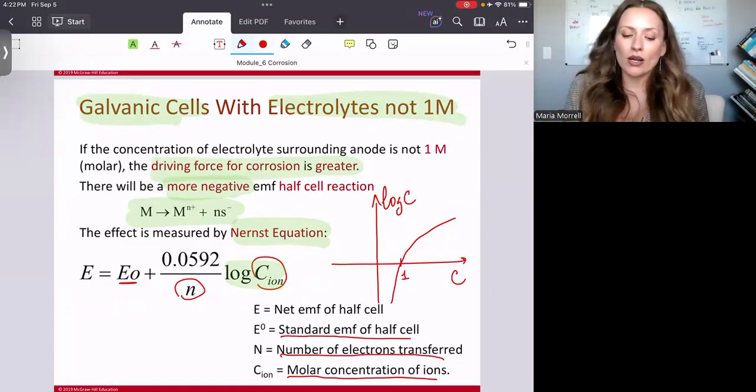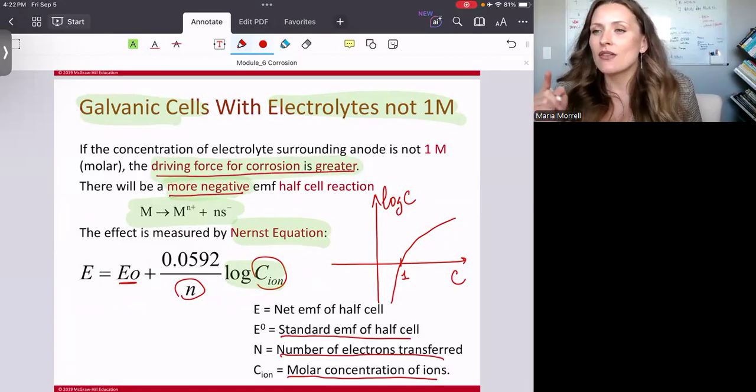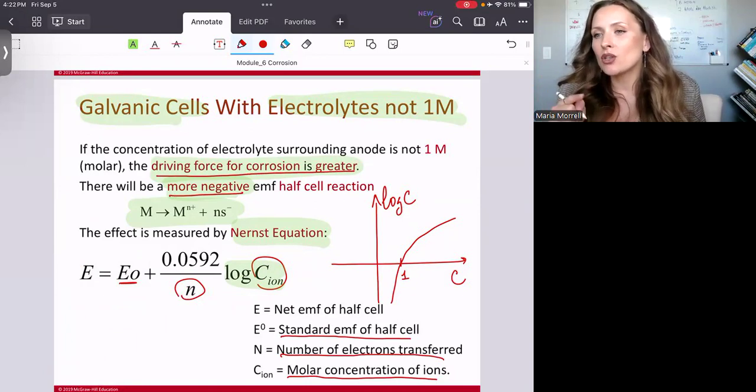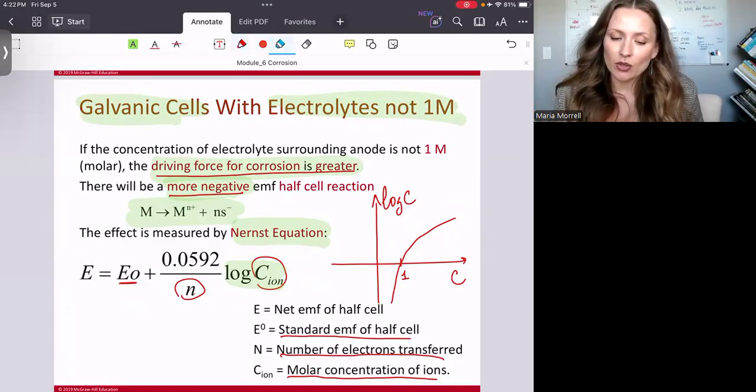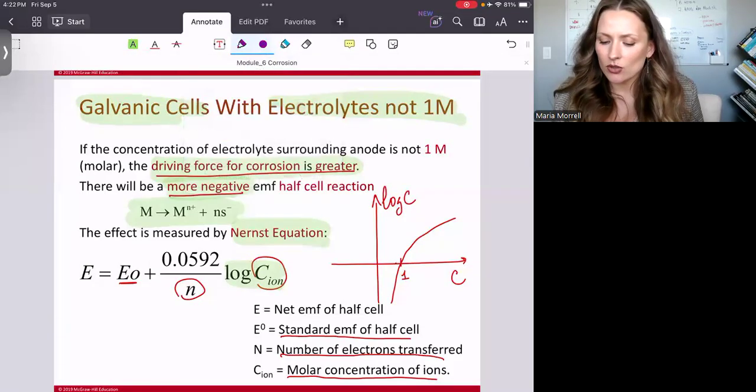Now, going back to where it says that the driving force of corrosion is greater, and specifically the potential is going to be more negative. This happens when your concentration is actually less than one. I want you to think about it. I'm going to use a different color so it makes sense. If my concentration is less than one, so if I take numbers in this range that I'm now highlighting with the purple marker, then if I take any of those numbers, my corresponding number is going to be here.